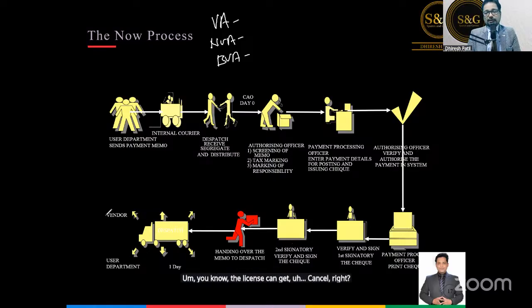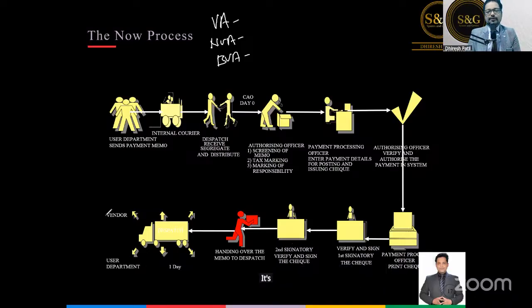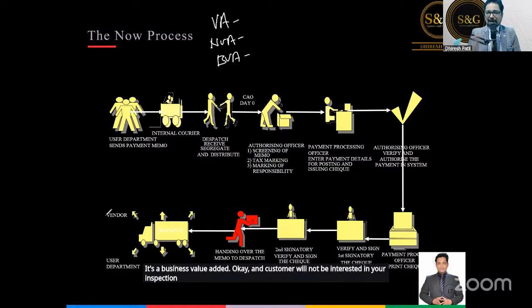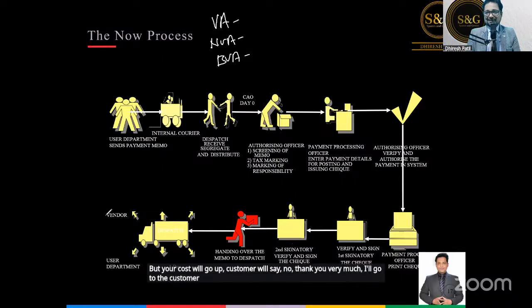Inspection of the part manufacturing can be a BVA, business value added. The customer will not be interested in your inspection. If you say that you will put 10 inspectors, your cost will go up. The customer will say, no, thank you very much, I'll go to the competitor.